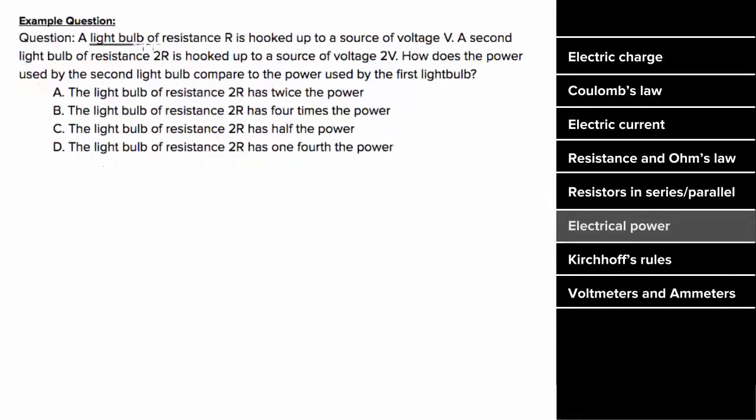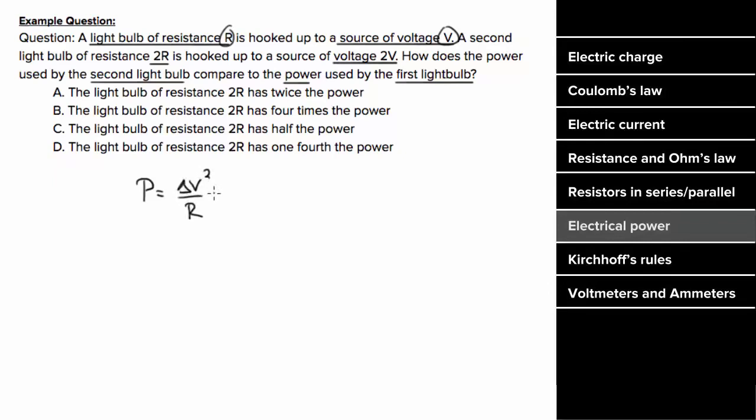Let's say a light bulb of resistance R is hooked up to a source of voltage V, and a second light bulb of resistance 2R is hooked up to a source of voltage 2V. How does the power used by the second light bulb compare to the power used by the first light bulb? Since we have information about R and V, I'll use the version of the power formula that says the power used by a resistor is going to be delta V squared over R.